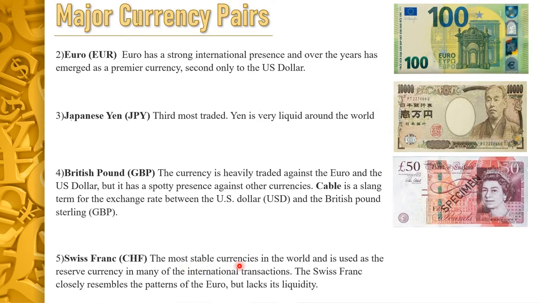A currency is stable when the general level of prices, which is measured by the Consumer Price Index (CPI), does not fluctuate much with the market. That is when a currency is known to be stable.